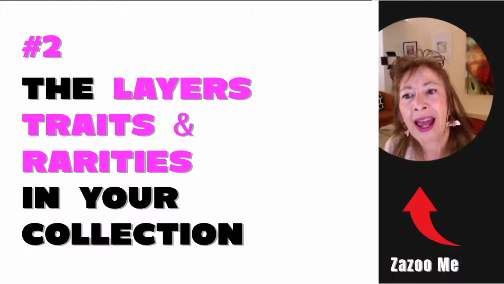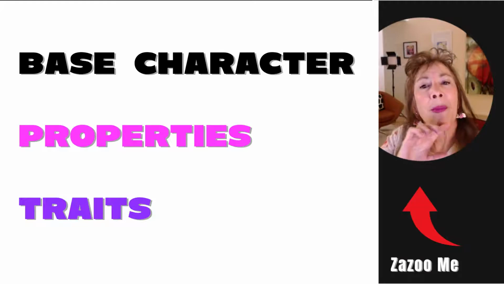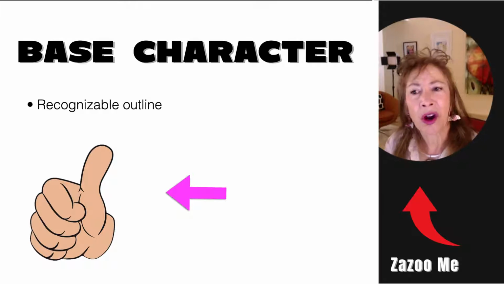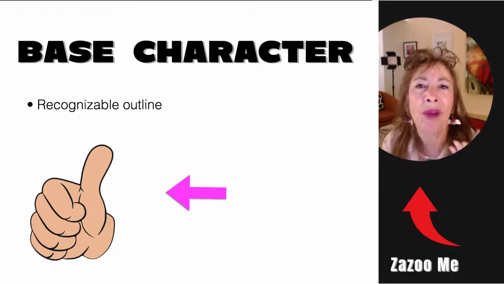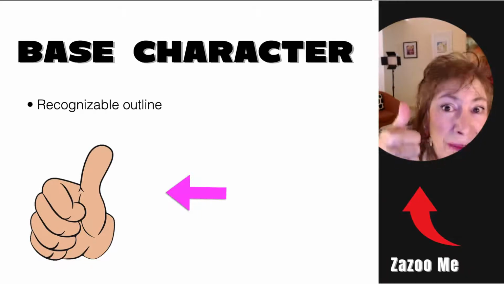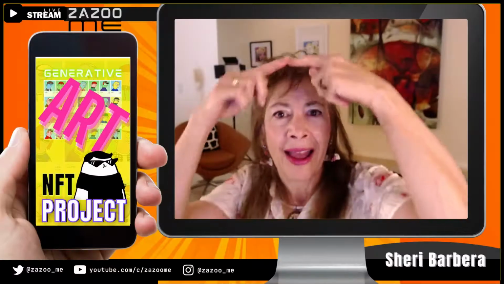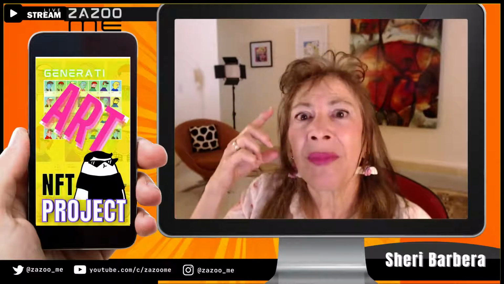I'm going to go back to number 2, the layers, traits, and rarities in your collection. This is your base character, your properties, and your traits. And you want to start with something that is recognizable. I don't mean it has to be recognizable in the sense that it's a thumbs up. But what I do mean is that when you complete the collection, the shape, just like the Bored Ape Yacht Club shape, becomes super recognizable to the people everywhere who view your collection. So it's immediately something that people associate with your collection.